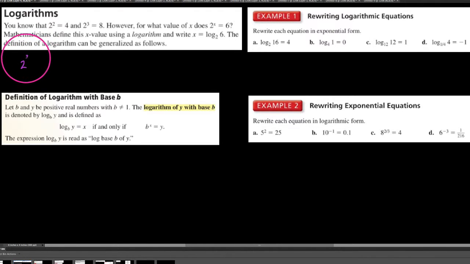First things first, we'll go ahead and take a look at this particular situation. We would say that 2 to the second power, we would certainly call this 4, and 2 to the third power, we could call this 8. Of course, 2 times 2 times 2 is 8.